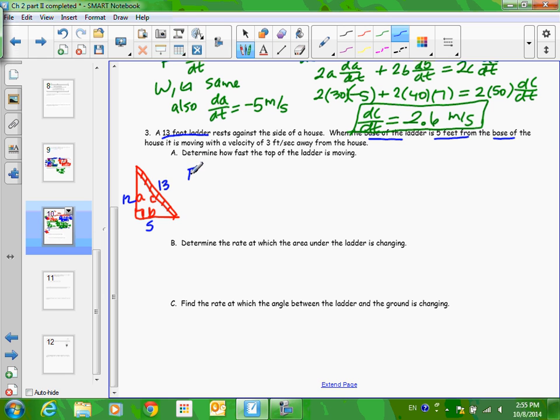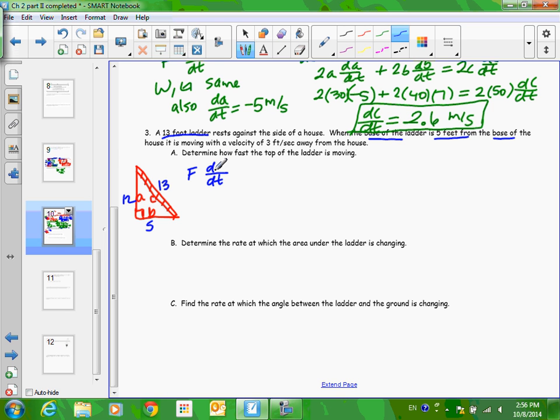Okay, so what are we trying to find in part A? How fast the top of the ladder is. Yeah, so let's translate that into math. How fast, that's a derivative. Derivative of what? Velocity.